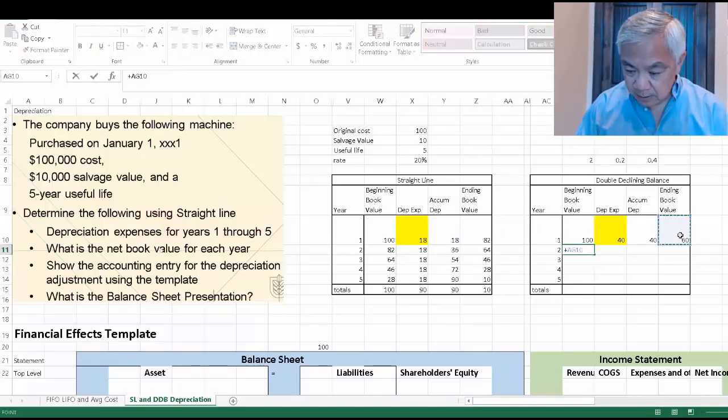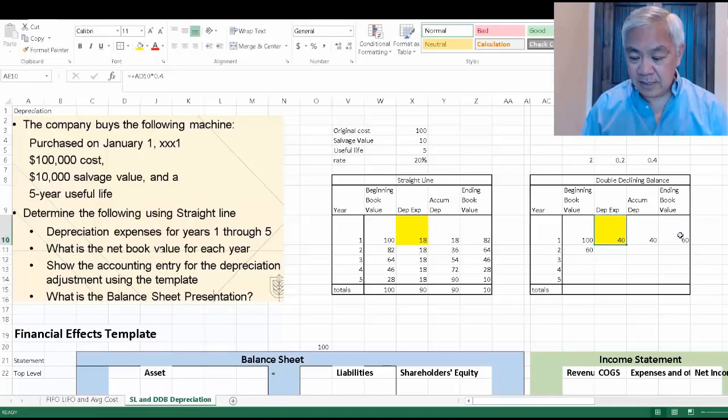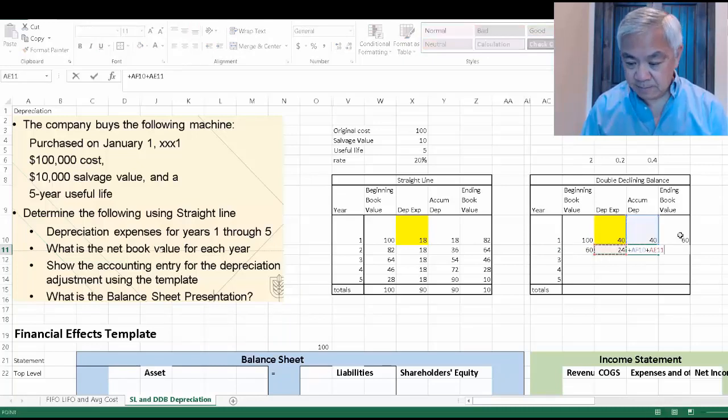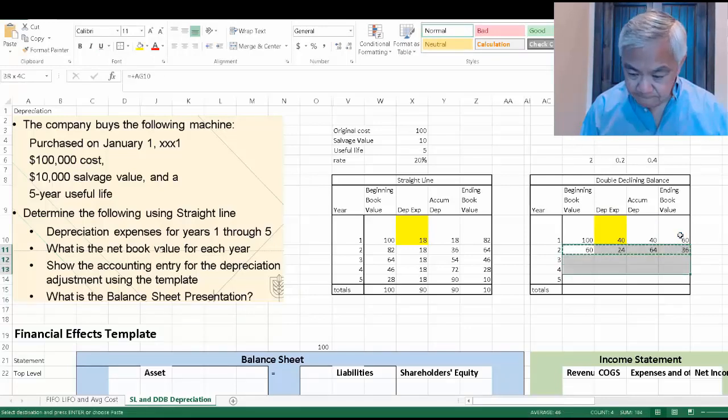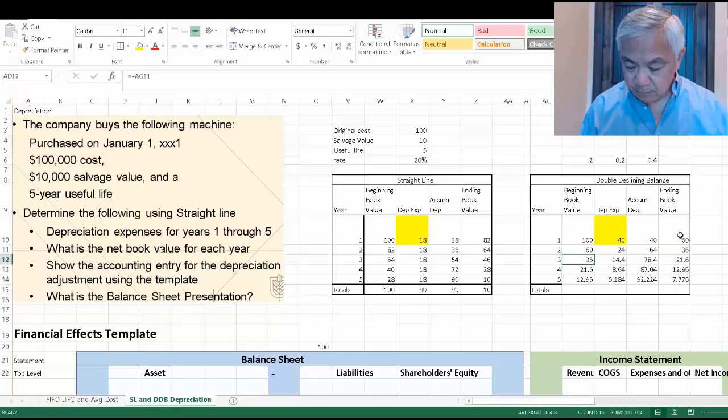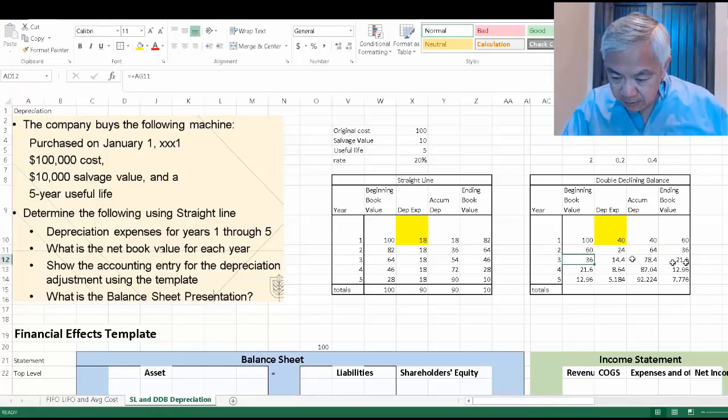Next year we start the year with 60. The depreciation is the same. It's 60 times 0.4, and the accumulated depreciation is last year's plus this year. And so the book value is last year's minus the new depreciation, 36. And if we continue that, we show you that all of these are okay except for this year.